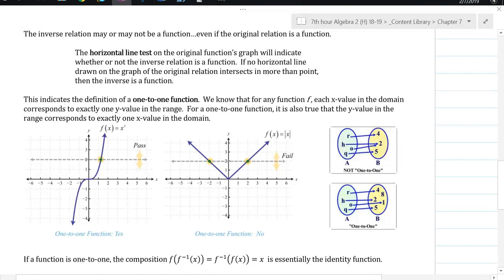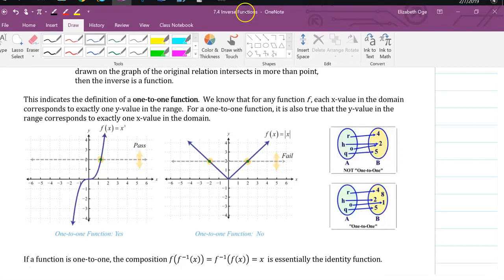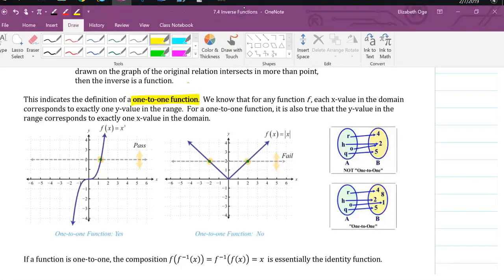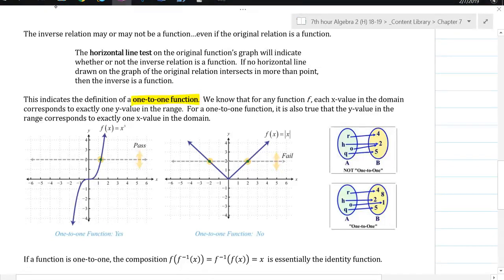So what this indicates is a new definition. It indicates what we call a one-to-one function. A one-to-one function is when a relation is a function and its inverse is also a function. So if the original graph passes the horizontal line test, then that indicates that not only is each x paired with exactly one y, but also each y is paired with exactly one x, and that's what indicates a one-to-one function.